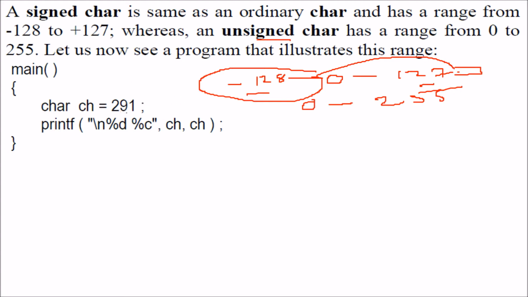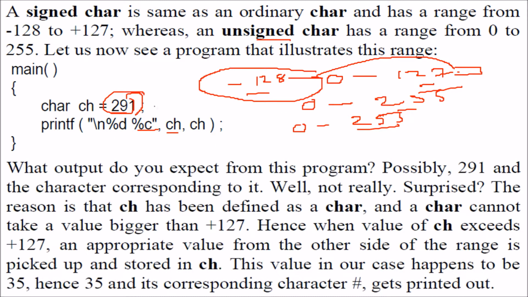This character ch has the value 291. You want to print out the value 291 along with its character equivalent. We know that with ASCII we have values only from 0 to 255, and 291 is above our range. So what are you going to expect from this program? Possibly 291 and the character related to 291, but this is not going to show.